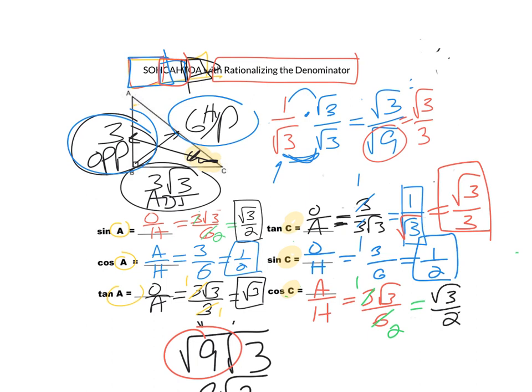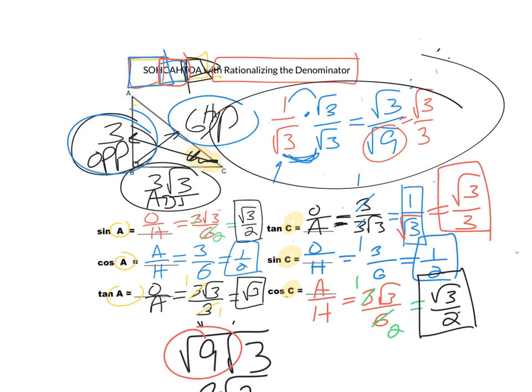Do we have to rationalize that denominator? Do we have to do what we did up top here? And the answer is no. Here the radical is in the numerator, so that's acceptable. So that's why our answer is going to be radical 3 over 2. Let's try another one.